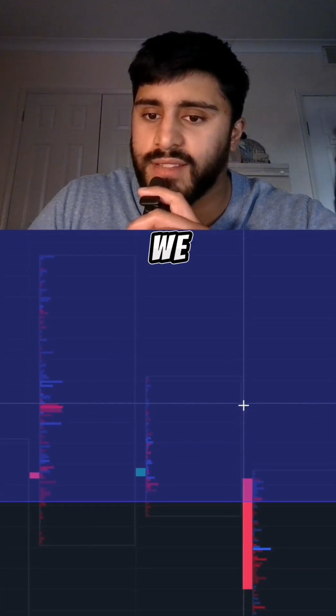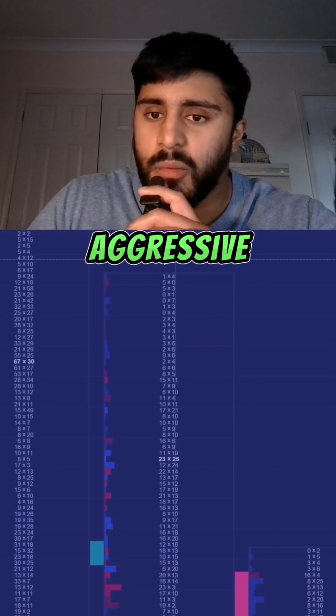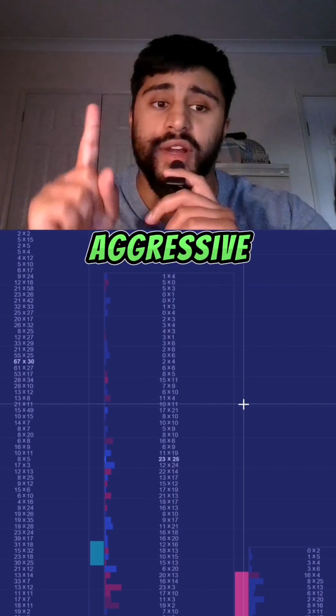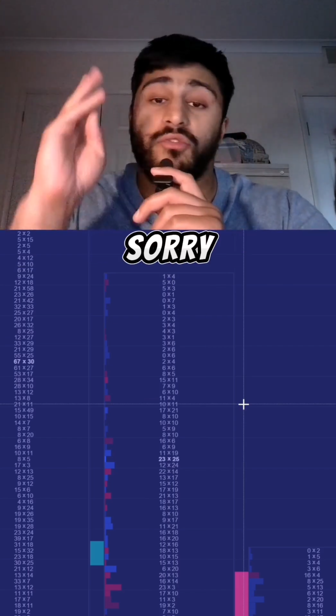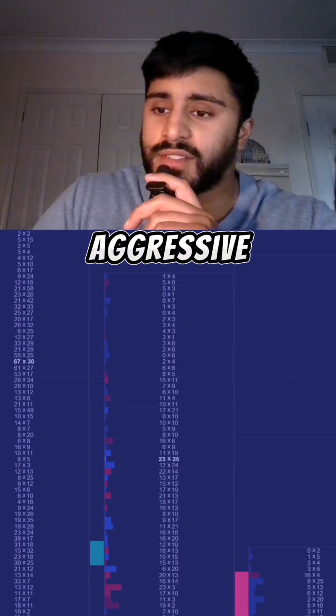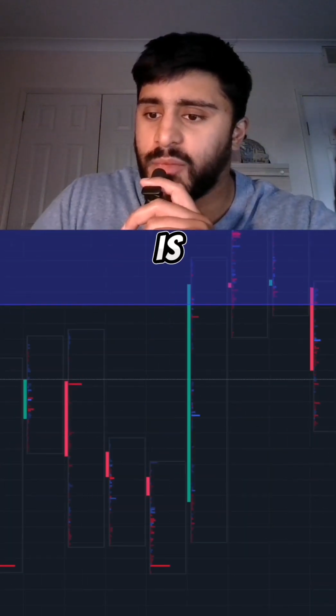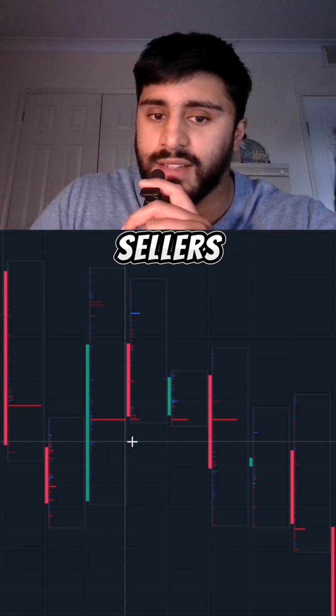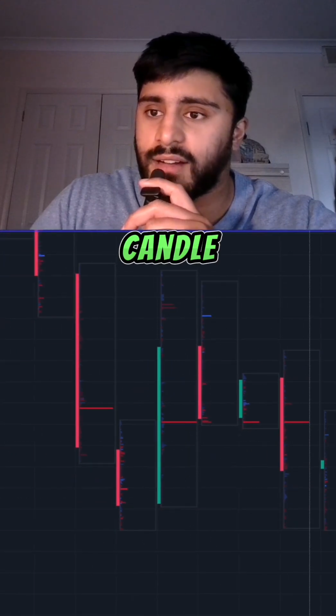Now, what makes this trade valid to take is when we go to the overall order flow footprint charts, we see a lot of aggressive buyers over here. In fact, we see 1 for 4, which means that there's 4 aggressive buyers, and there's only 1 aggressive seller. Despite that, the market is able to move to the downside, and we have some big sellers stepping in here, despite having a green candle over here.